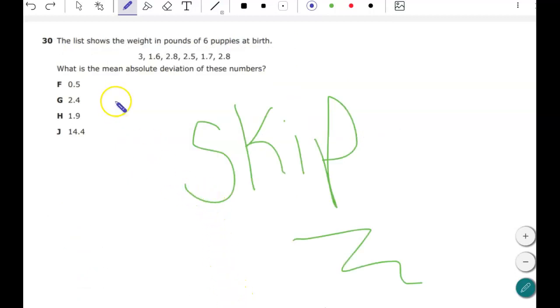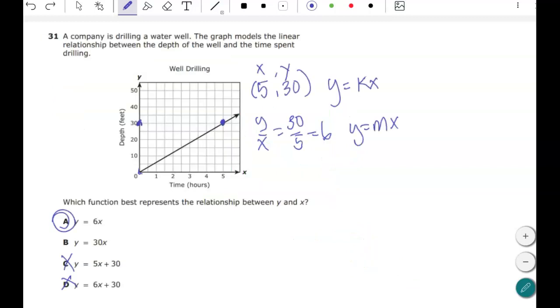All right, I know I skipped this one. If you need me to go through that, just send me an email. That is the mean absolute deviation. They had a question like this last year. Usually they don't, so just wanted to let you know that. All right, let me know if you have any questions.